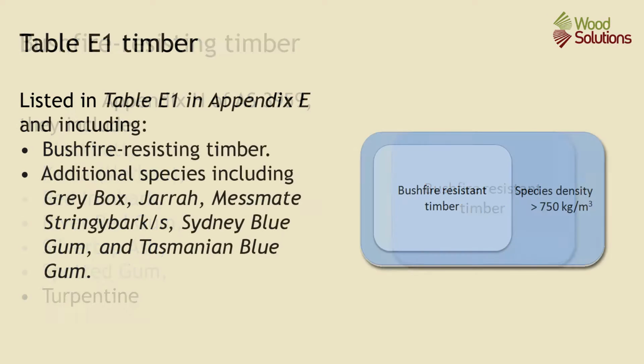The next classification is timber with a density of greater than 750 kilograms per cubic metre. These timbers are listed in Table E1 in Appendix E of the standard, and they include all the bushfire-resisting timbers mentioned above, and additional species such as jarrah, messmate, mountain grey gum, Sydney blue gum, and Tasmanian blue gum.